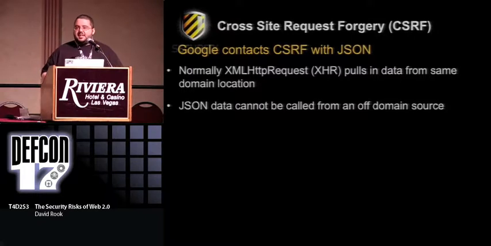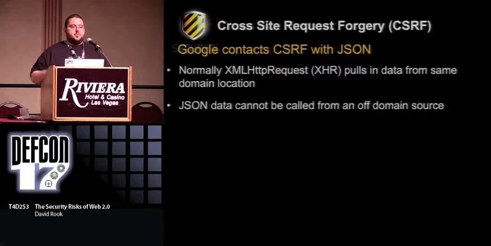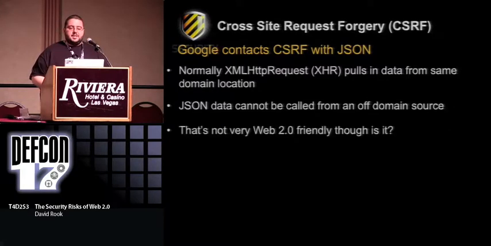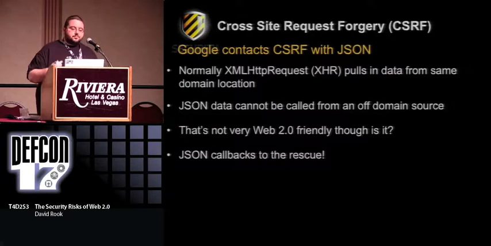Normally, as I said, the XML HTTP request should only be able to pull in data from the same domain location. And the same for JSON. We shouldn't be able to request data from an off-domain location. But that's not very Web 2.0 friendly. We mentioned before that we have to allow that cross-domain access. So we have a thing called JSON callbacks. What a JSON callback allows you to do is to wrap the JSON data within a JavaScript function. So you can make that cross-domain request or grab that JSON data from a separate domain.